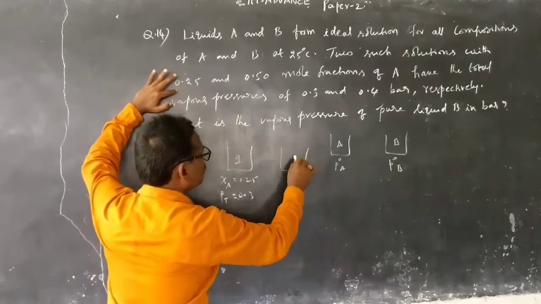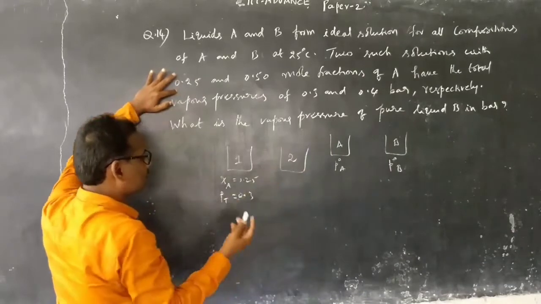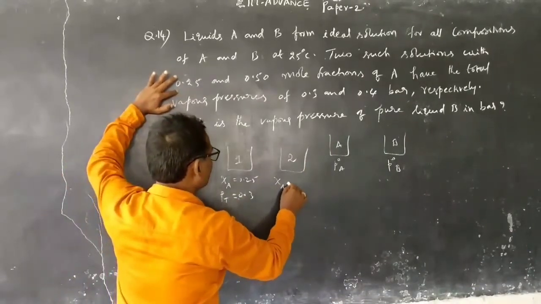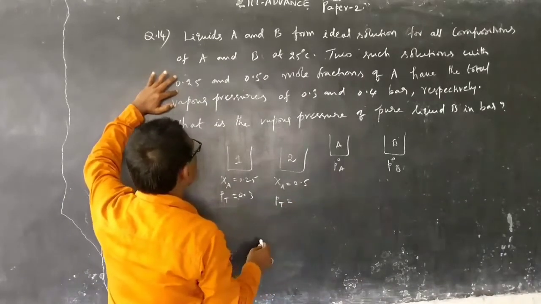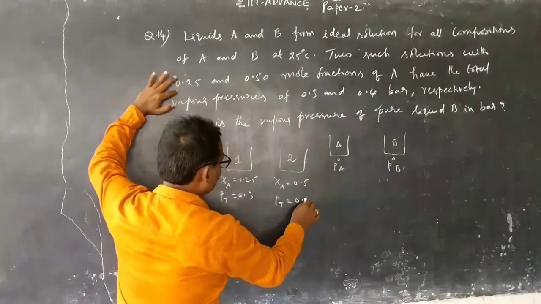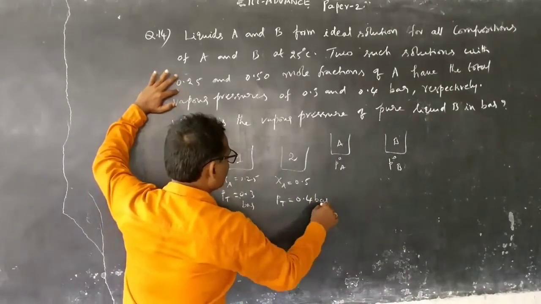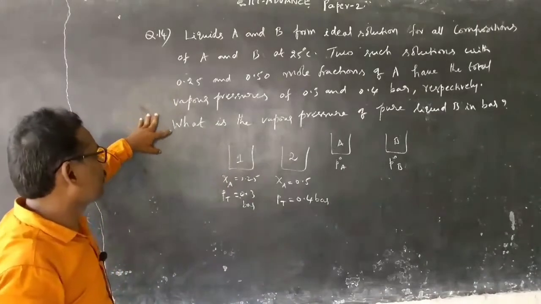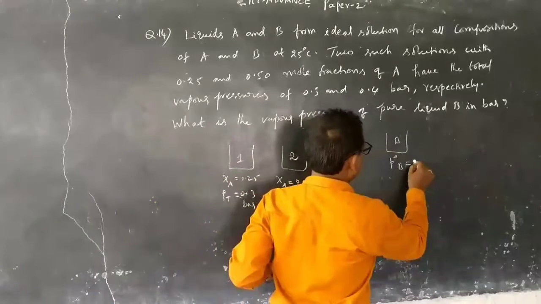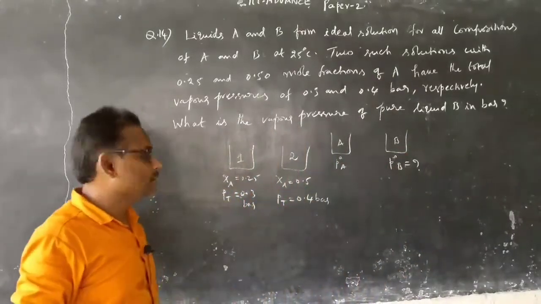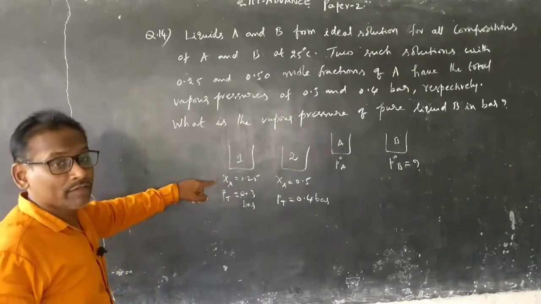Another composition, mixing of both A and B, gives the second solution where the mole fraction of A is 0.5. Then the total pressure given is 0.4 bar. This is 0.3 bar and 0.4 bar. This is the data. Now, what is the vapor pressure of pure liquid B? Can you find it? That is the question. From this data, I hope you can find the equations.